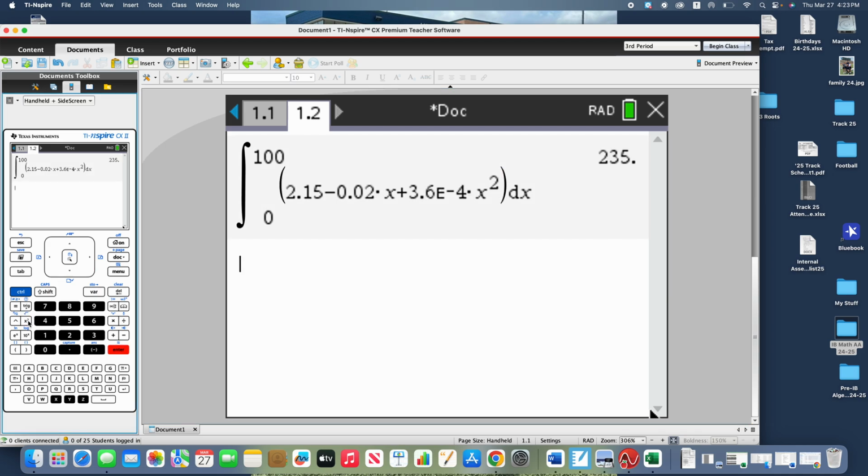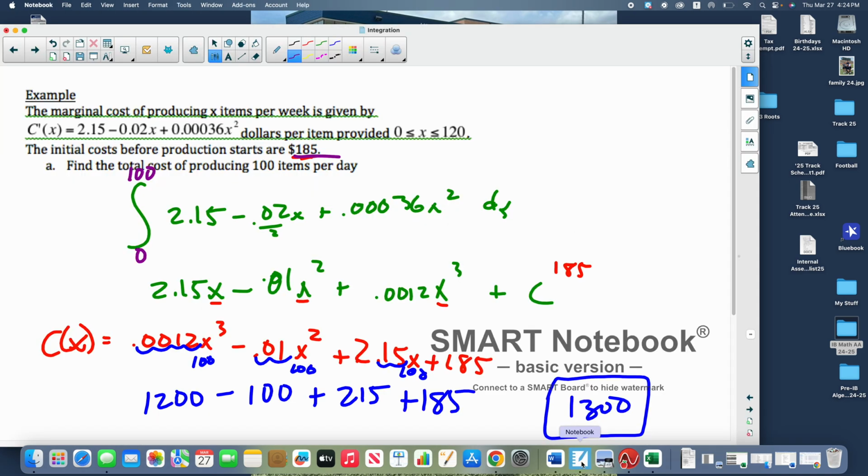So if I do that, I get $235 there. That's the difference. What I have to do is compare that with what I started with. I started with $185. So if I add $185, then that should match. Now I got 420 there, so I'm a little bit off. I must have typed something in incorrectly, and let me double check my work.